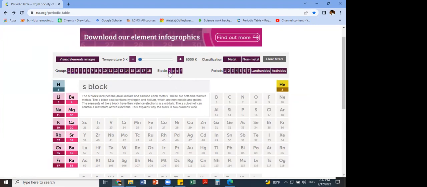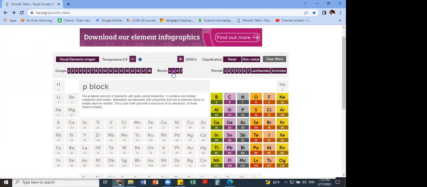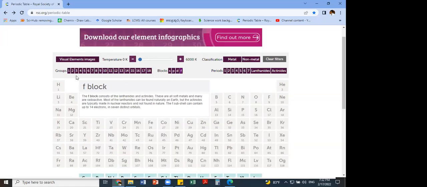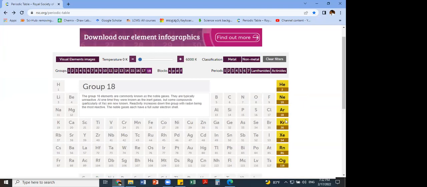There are 4 blocks here, S block elements. If you click here, P block elements, D block elements in the middle, and F block elements at the very bottom. So there are 18 groups here. If I click on the 18th group, that's what? Noble gases: helium, neon, argon, krypton, xenon, radon, like that.